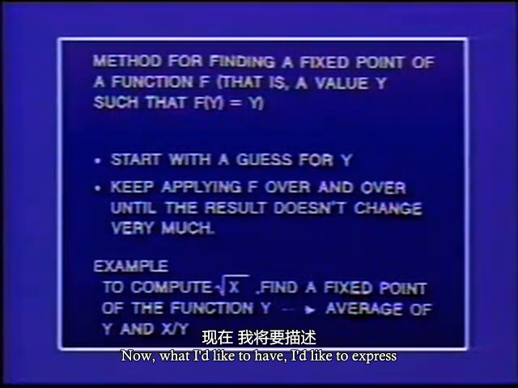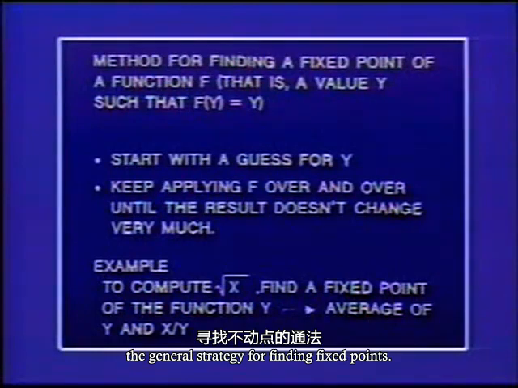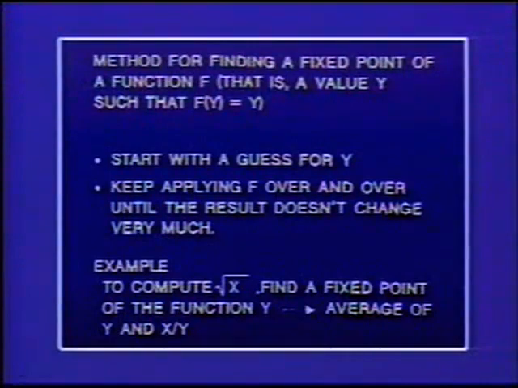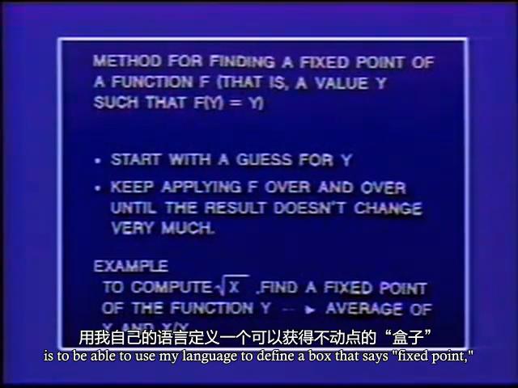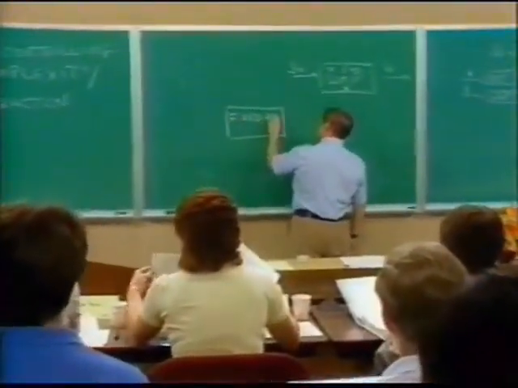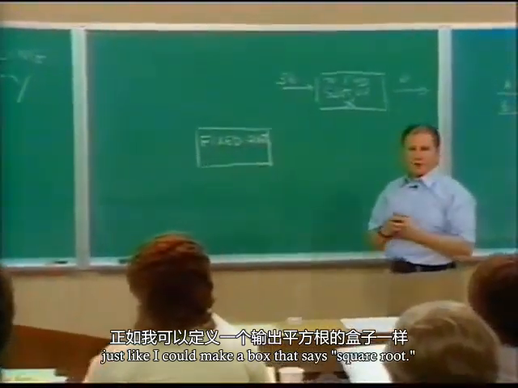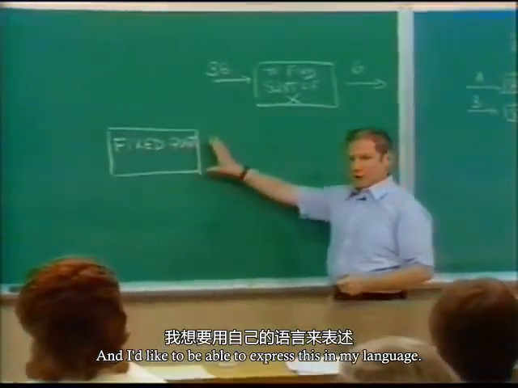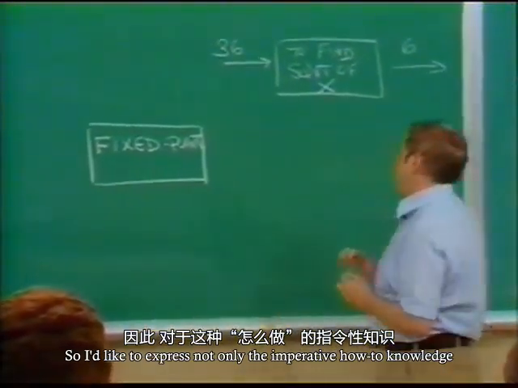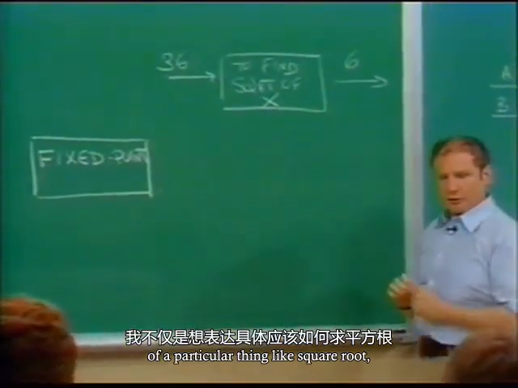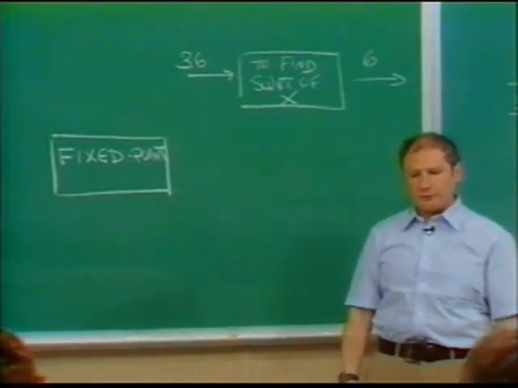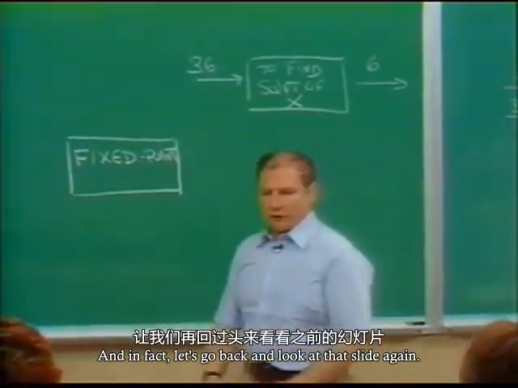Now what I'd like to have is to express the general strategy for finding fixed points. So what I might imagine doing is to be able to use my language to define a box that says fixed point. Just like I could make a box that says square root, I'd like to be able to express this in my language. Right? So I'd like to express not only the imperative how-to knowledge of a particular thing like square root, but I'd like to be able to express the imperative knowledge of how to do a general thing like how to find a fixed point.